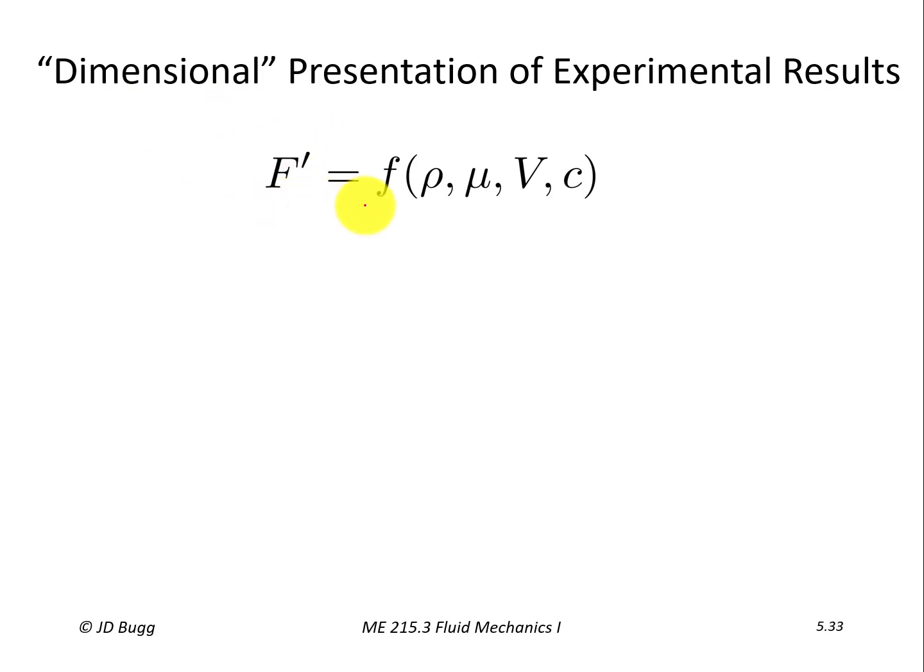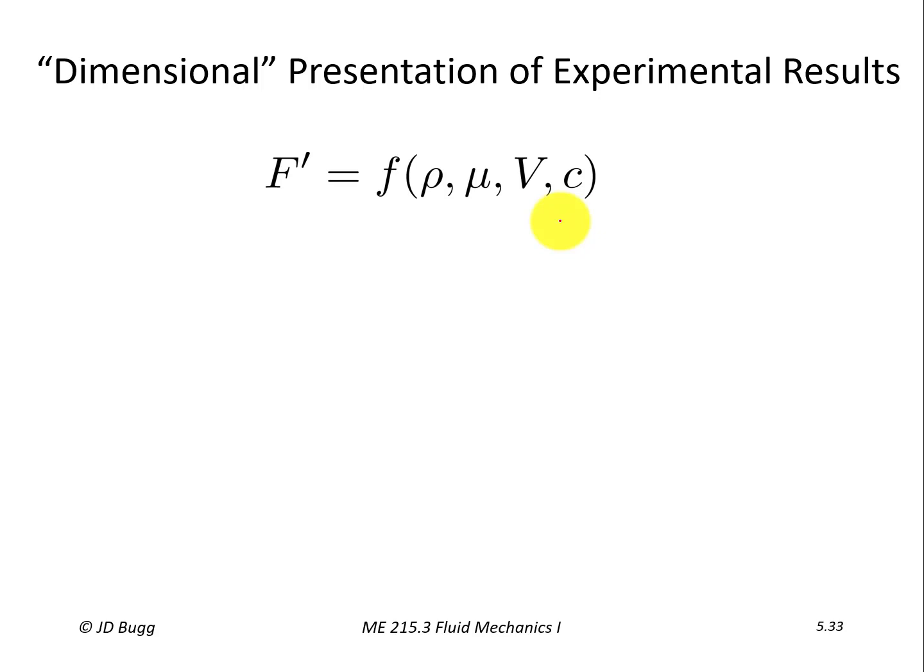And we started off the Buckingham Pi process by saying that that drag force per unit length depends on these four variables: density, dynamic viscosity, velocity, and chord length. And we went through the whole Buckingham Pi process and we found a non-dimensional form of this function. So we found a drag coefficient on the left and a Reynolds number on the right. So the whole idea behind that was we reduced the number of parameters that we need to describe this phenomena.